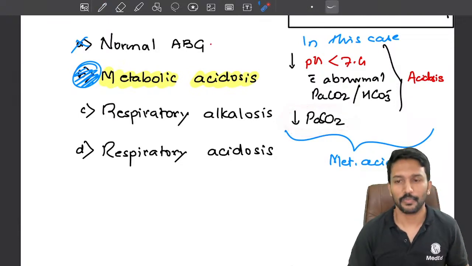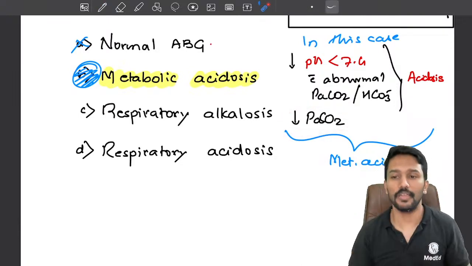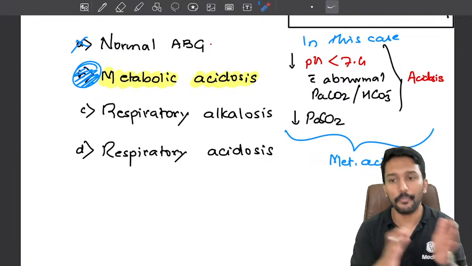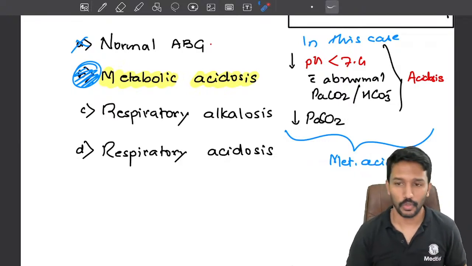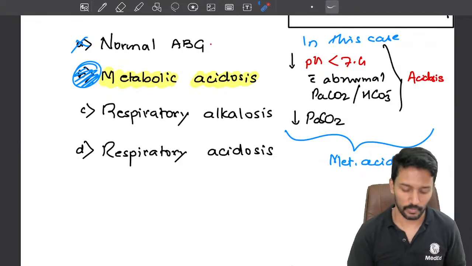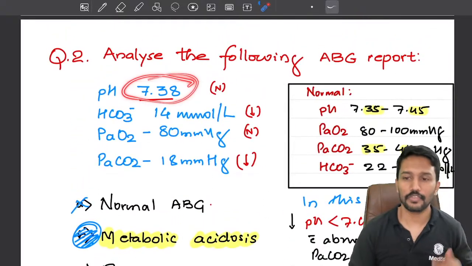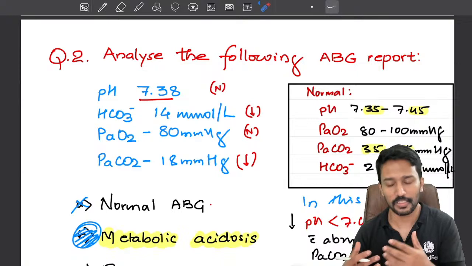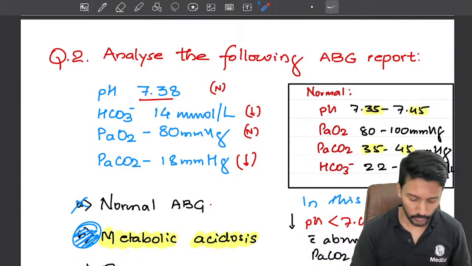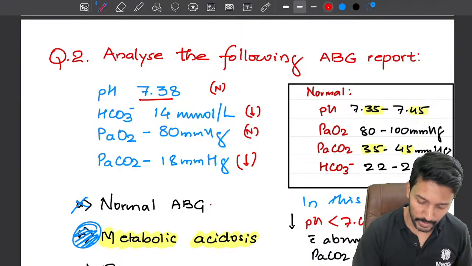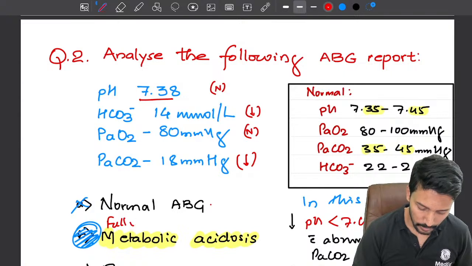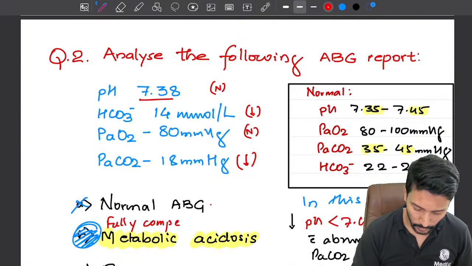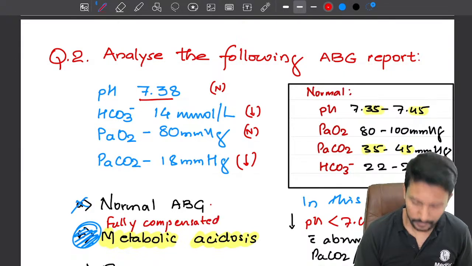Carbon dioxide is decreased. Now if the carbon dioxide decreases sufficiently, the pH of the person will come back to normal. If it comes back to normal, like in this case, we call it a compensated metabolic acidosis. It means the respiratory system has completely compensated, so we can also call it fully compensated. So ideally speaking, this ABG is a fully compensated metabolic acidosis.